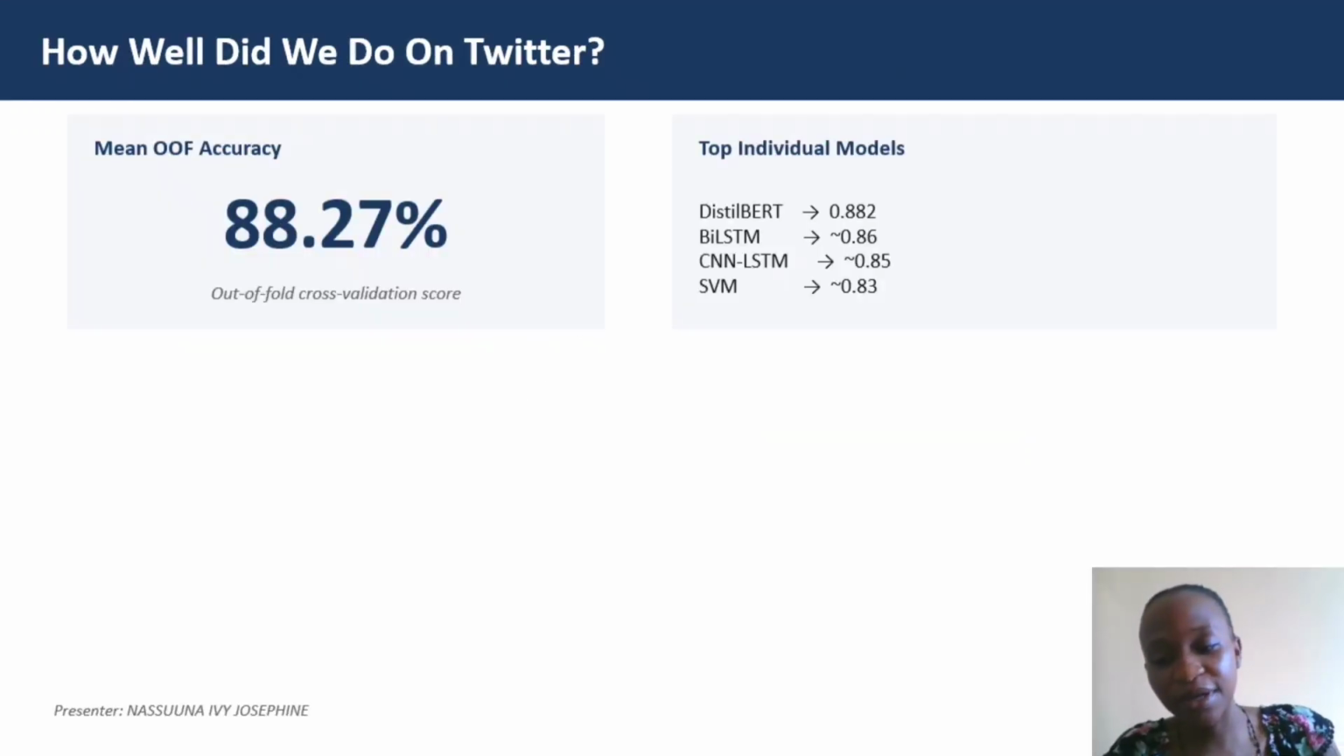My name is Nasuna Ivy, and I'm talking about how well we did on Twitter. As you can see, our mean OOF accuracy is 88.27% out of the fold cross validation score. And these are out of the 10 models.